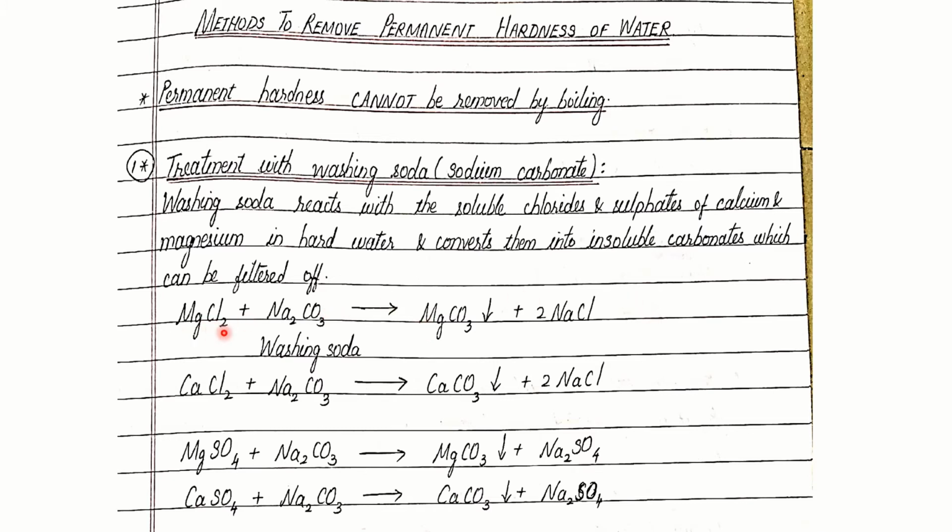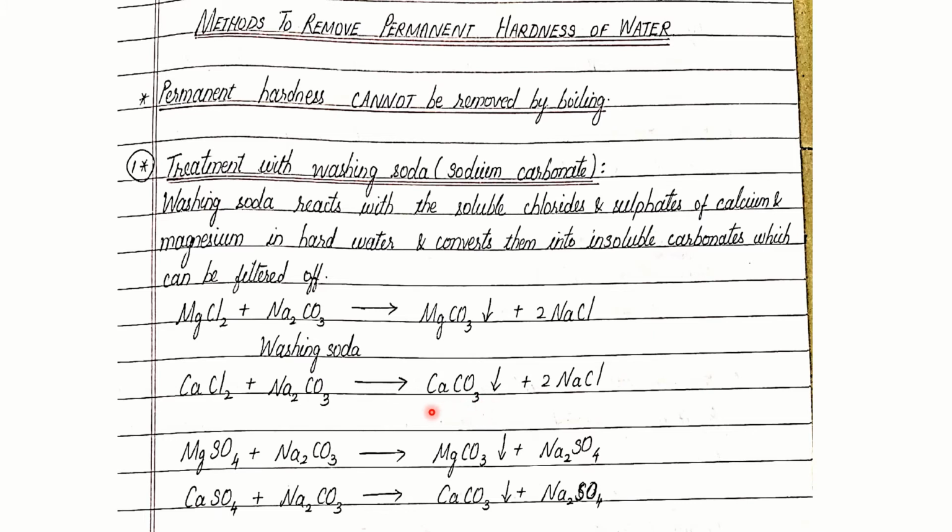See, magnesium chloride, which is a soluble salt in hard water, reacts with washing soda and results in the formation of magnesium carbonate, which is an insoluble precipitate. We can remove this by filtering it off. Okay, now calcium chloride reacts with sodium carbonate, giving calcium carbonate and sodium chloride.